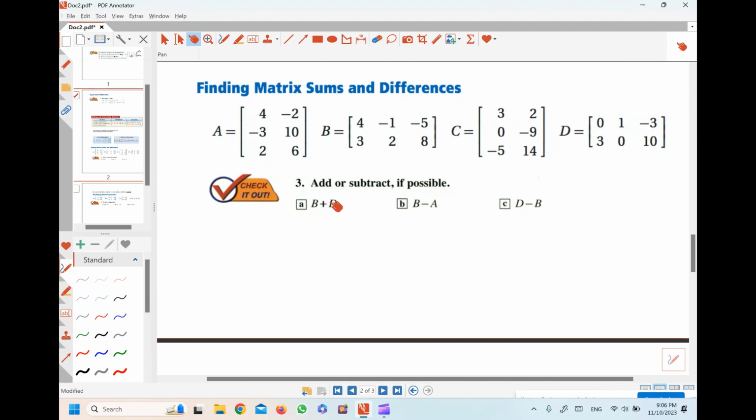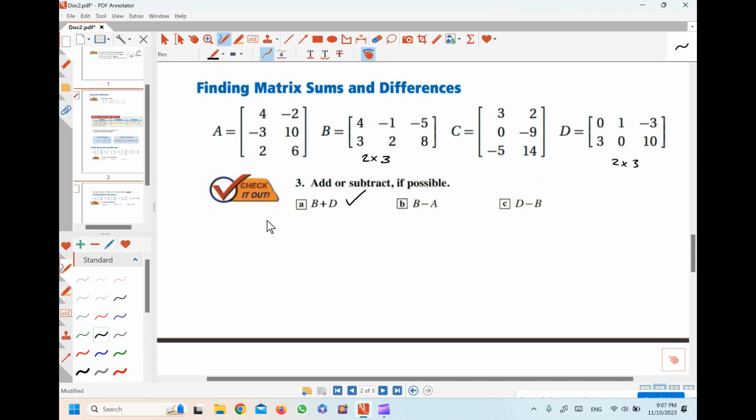Let's take a look at an example. Check it out. It's asking about adding or subtracting, if it is possible. So B plus D. The first question is, is it compatible for adding? Check dimensions. Here we see two columns, three rows; two columns, three rows. Matrix B is 2 by 3. Matrix D is also 2 by 3. Since they have the same dimensions, we can add them. So it is possible to add B and D.